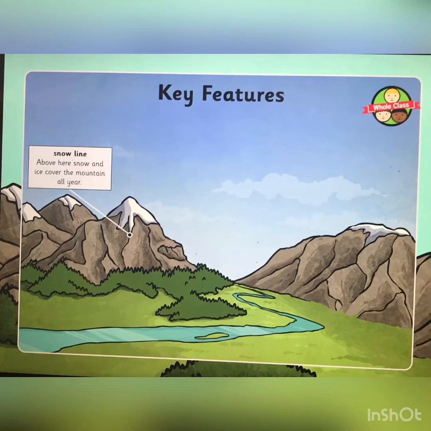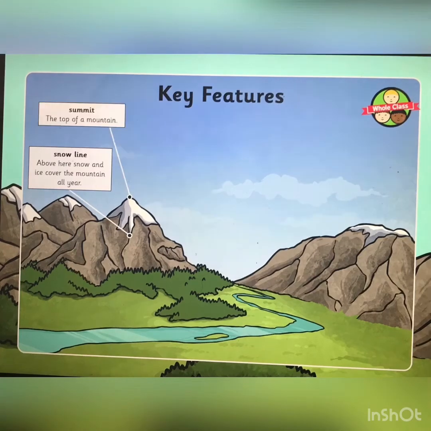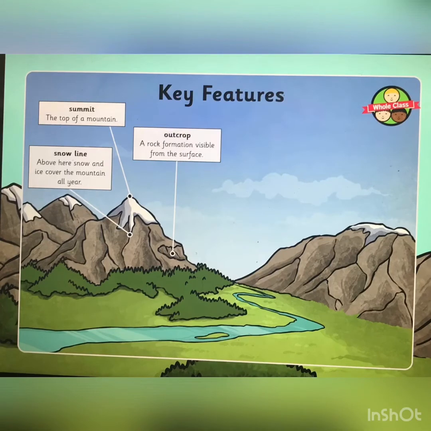One of the most notable features is the snow line. Because the mountain is so tall, snow and ice accumulate on the top all year round. Next is the summit, the dream of every mountain climber, to get to the top of the mountain and to say that you've climbed the mountain. Summits are important. An outcrop is usually a feature that you can see on the side of the mountain, something that shows the uniqueness of this mountain.